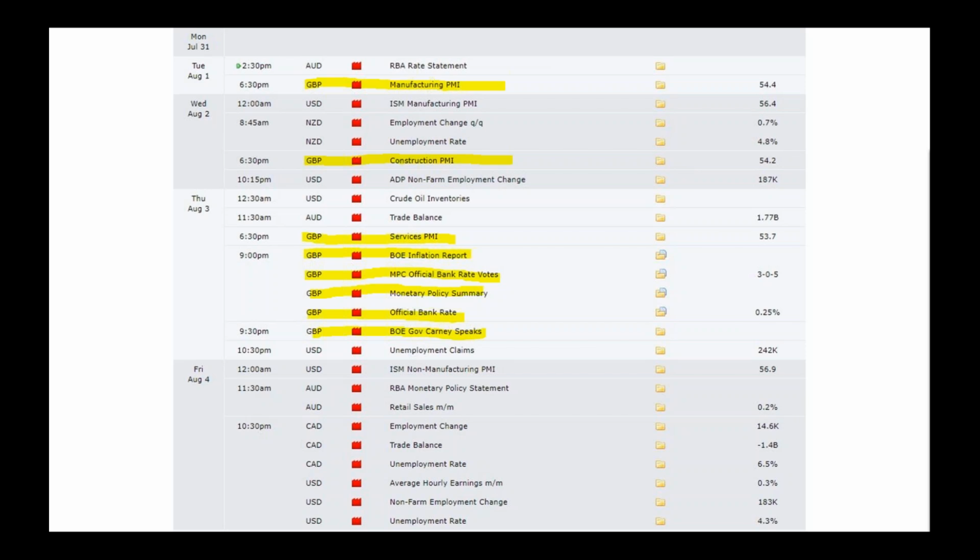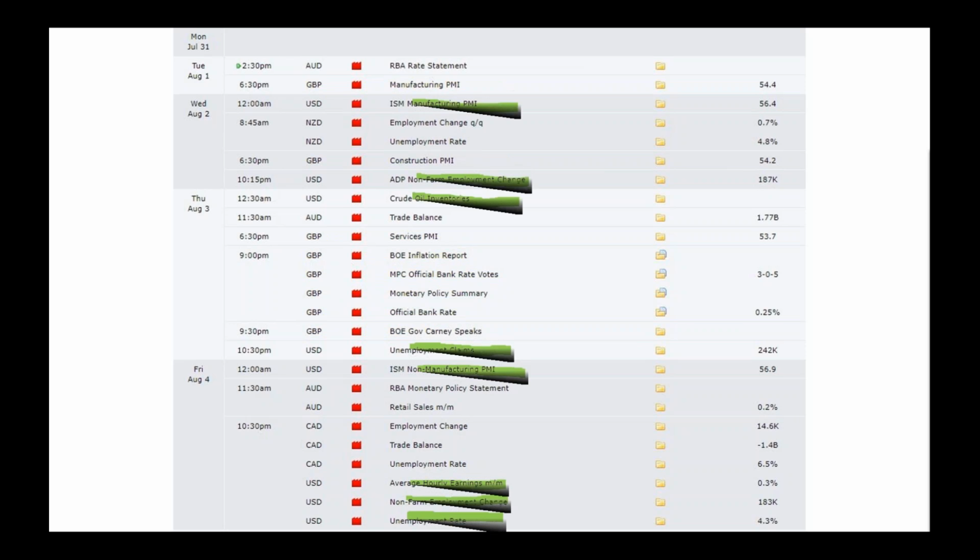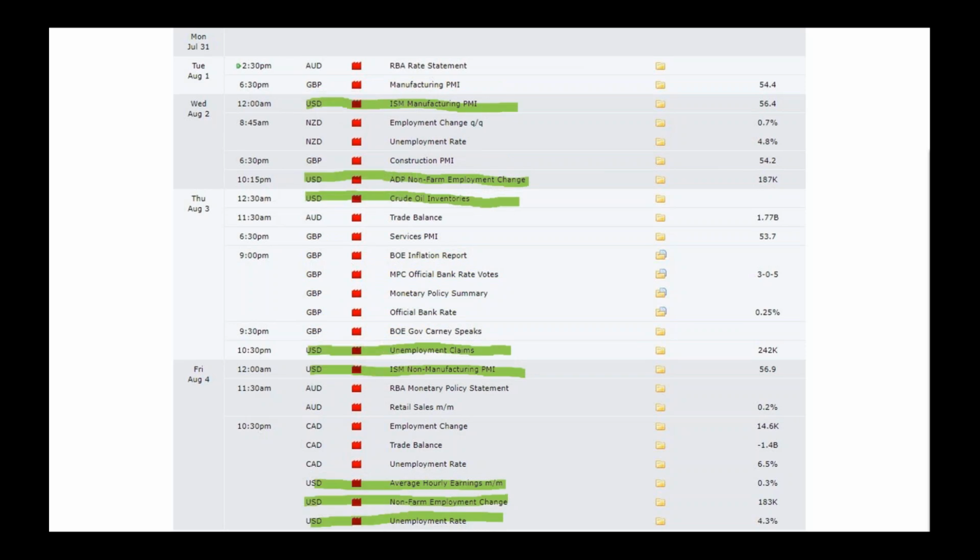So all that on Thursday. So Thursday looks to be a really filled day if you're a pound trader. Look out for that one. Then, of course, we have the US starting the week on Wednesday with manufacturing PMI.